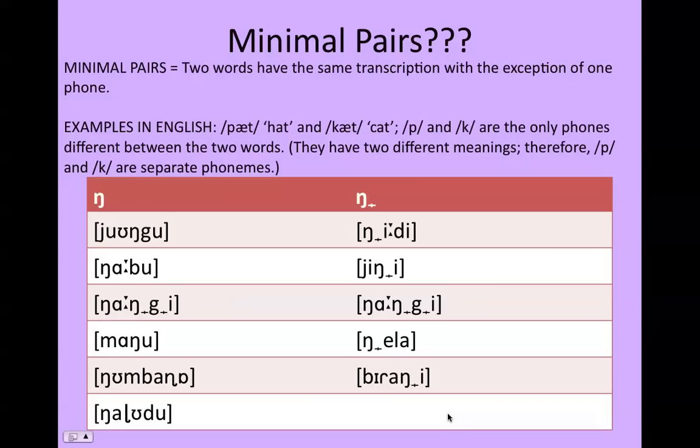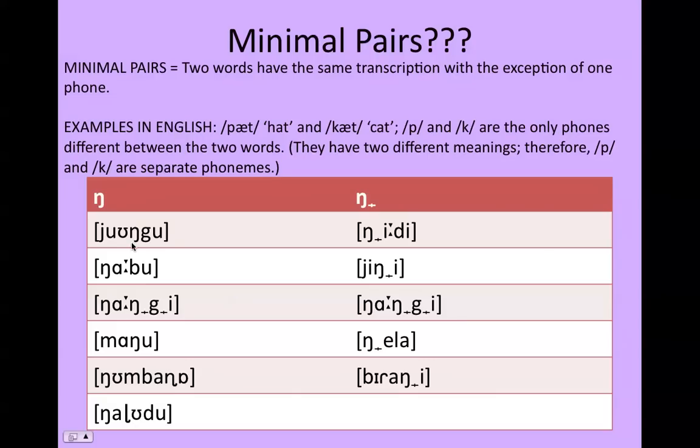Okay. The next step is minimal pairs. Do we have minimal pairs? As I mentioned before, minimal pairs are two words that have the same transcription with the exception of one phone, such as, for example, mat and pat in English, or cat and bat. Those are all minimal pairs because they have the same transcription with the exception of one phone. Here's one example: pat and cat. P and k are the only phones different between the two words. They have two different meanings, therefore p and k are separate phonemes.